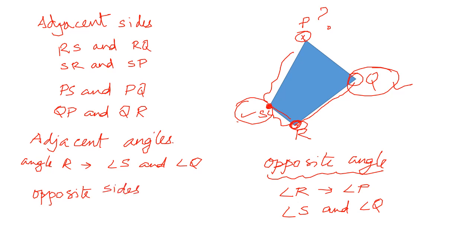Opposite sides? If there is RS, the side RS means this is the side RS. What is opposite to that? Opposite is the other side, that is PQ. RS and PQ are opposite sides. When you take PS, the opposite side is RQ, or QR, anyway you can say.